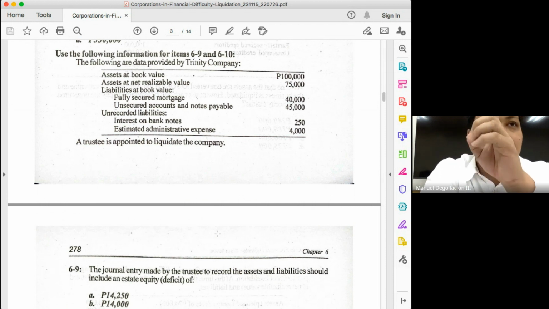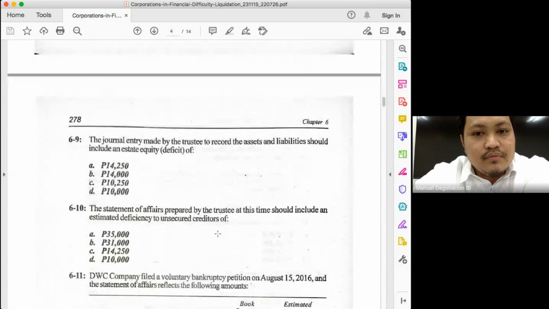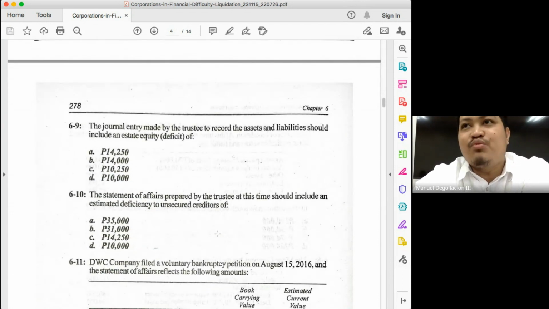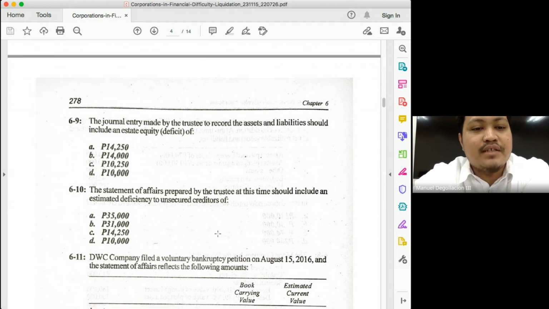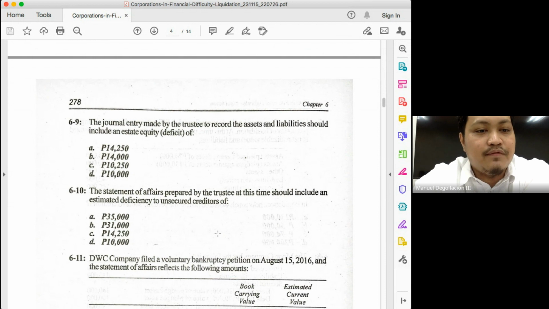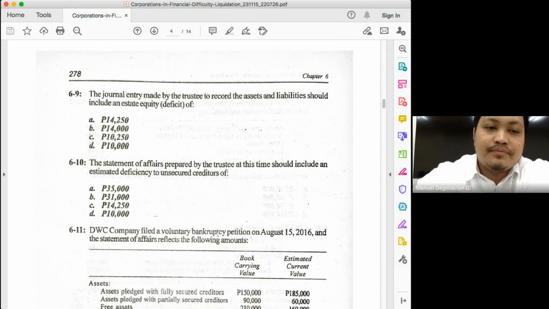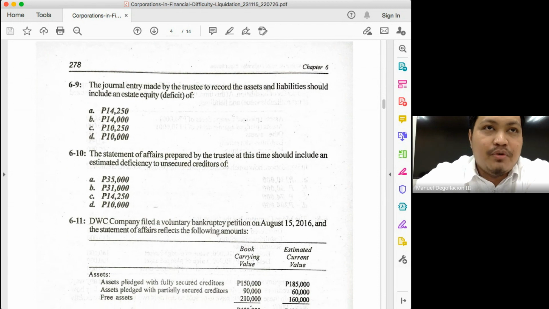From positive 15, because of the impairment loss of 25, it was now at negative 10,000. Plus the additional decrease due to expenses amounting to 4,250, your deficit would be 14,250. Okay, that will be an alternative way of solving problem 6-9. And since all the deficiency will be absorbed or shouldered by your unsecured creditors, the deficiency attributable to your unsecured creditors would just be the same 14,250. So the answer for both numbers would be 14,250.